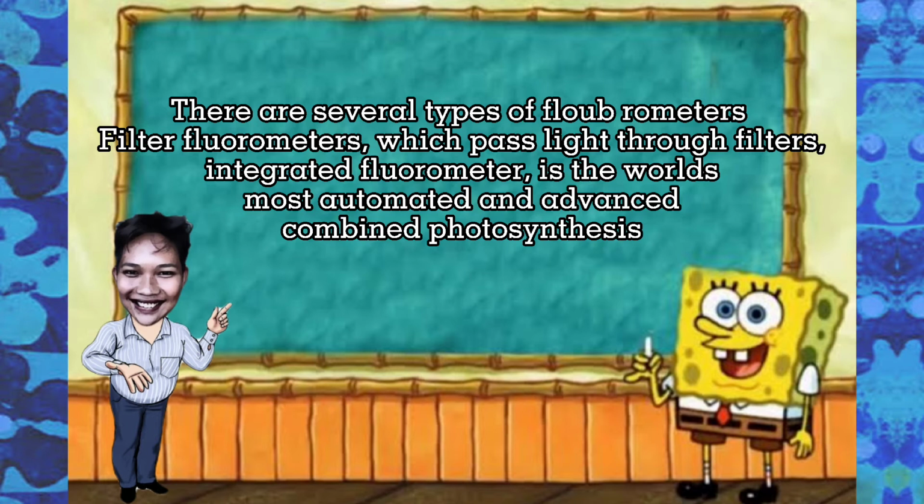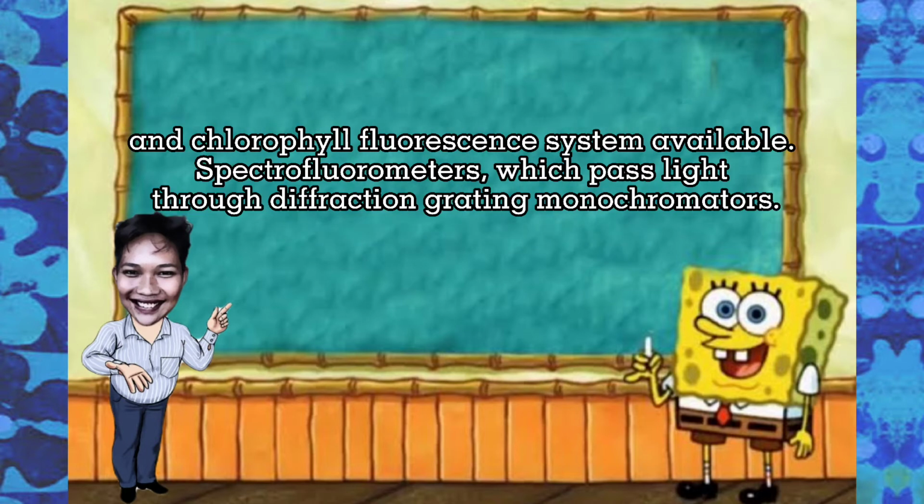The filter fluorometers pass the light through filters; the integrated fluorometers are the world's most automated and advanced combined photosynthesis and chlorophyll fluorescence system; and then what we are going to talk about today, the spectrophotometers. These are the fluorometers that pass light through diffraction grating monochromators.